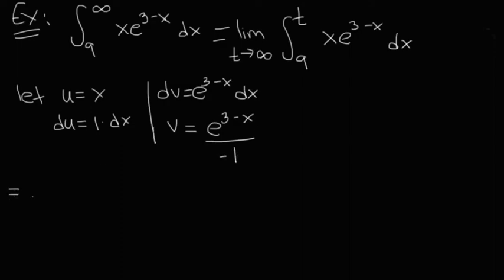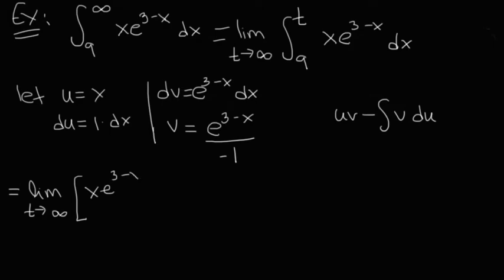Now I'm just going to copy down the limit. The limit stays right until the end, like I said. Remember by parts, I'm going to write the formula here as a reminder: uv minus the integral of v du. Now I'm going to sub in my values. I have x e to the 3 minus x over negative 1. The dividing by minus 1 is going to come to the front and make it a minus 1 in front of the x. So I'm going to erase that and put a negative right there.